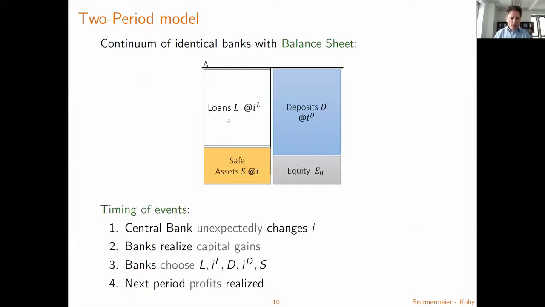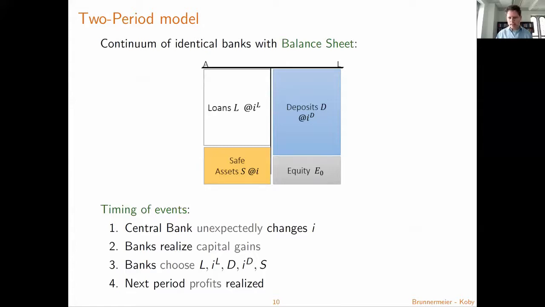The timing of the events is that initially there's an unexpected change in the interest rate. And then there are some capital gains from that. Then the bank, subsequently, after this unexpected zero probability shock to the interest rate, chooses how much it lends to the borrowers, at what rate, how many deposits it raises, at what rate, and how many safe assets to hold. And then in the next period, the profits are realized.